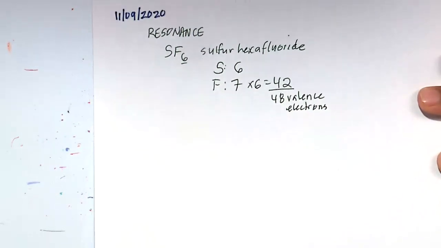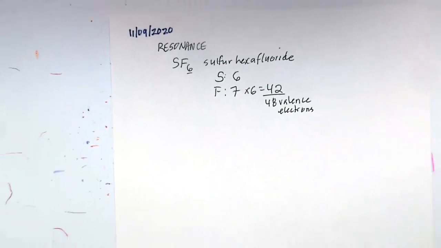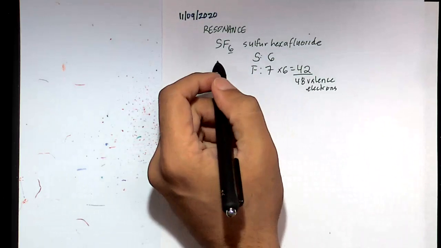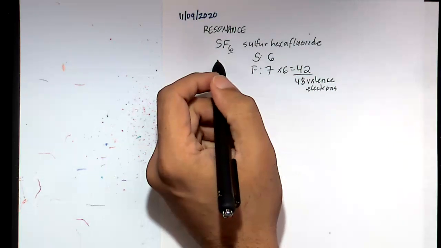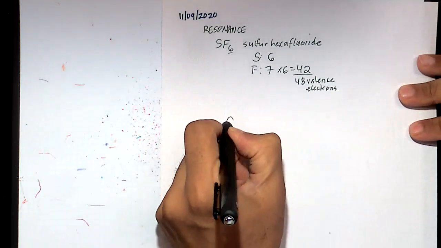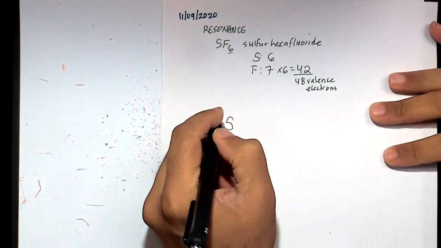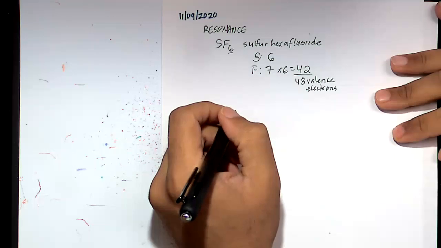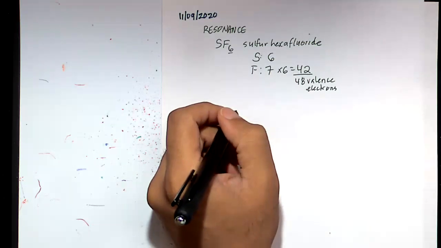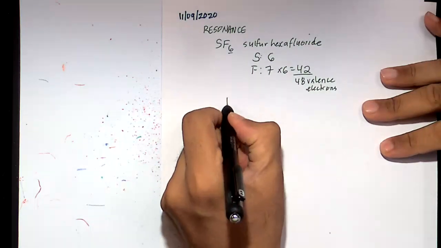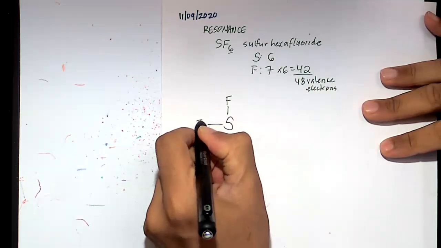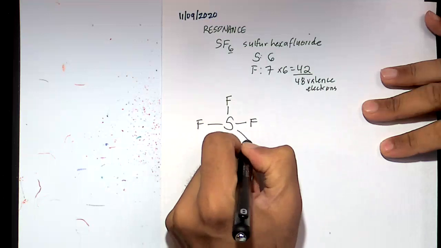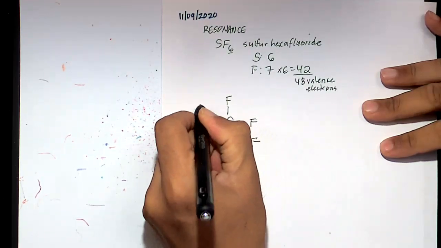around sulfur hexafluoride. So what is our central atom? It's not fluorine because we don't know which of the 6 fluorines is going to be central. So best to go with sulfur as your central atom. Then we're going to attach 6 fluorines, the substituents. Substituents is the term for the outer atoms. So 1, 2, 3, 4, 5, 6.